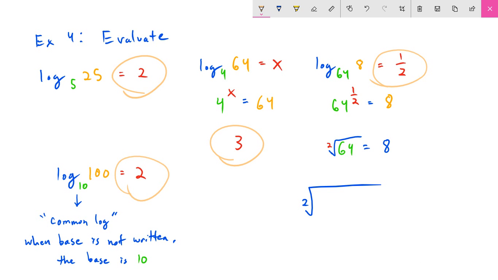All right? So be careful with that. Whenever you don't see anything written on the base, that means the base is 10, no matter what the number is. When there's no base written, then it's just 10. You just put the 10 there.